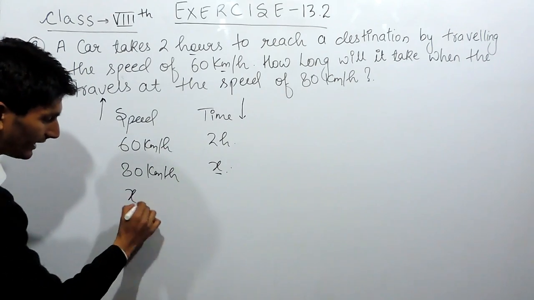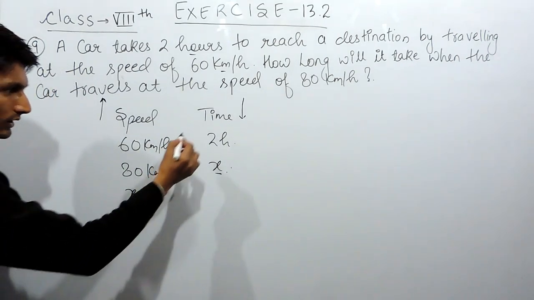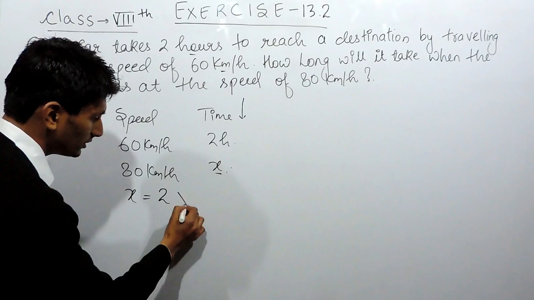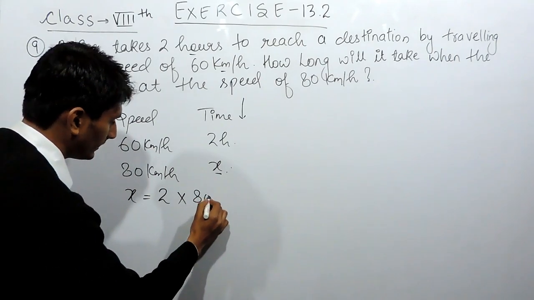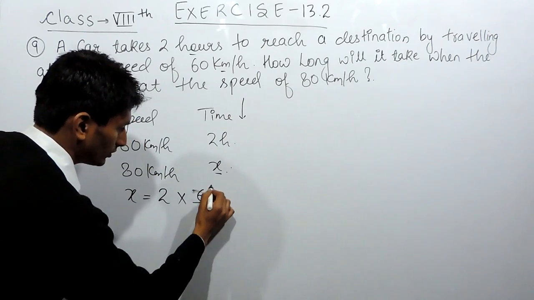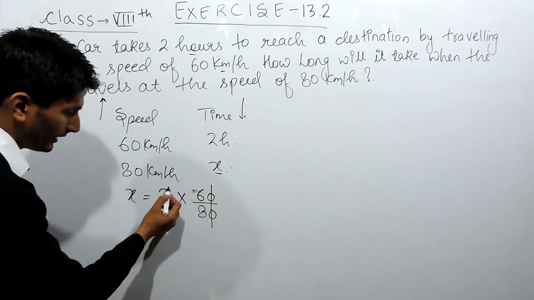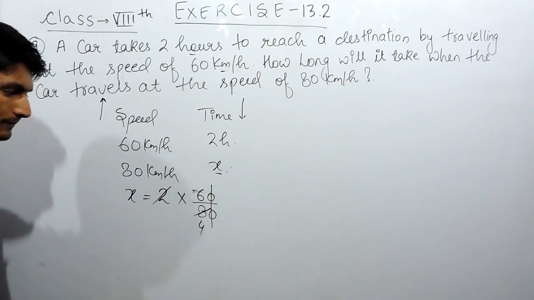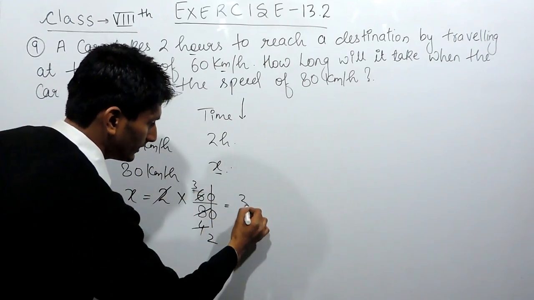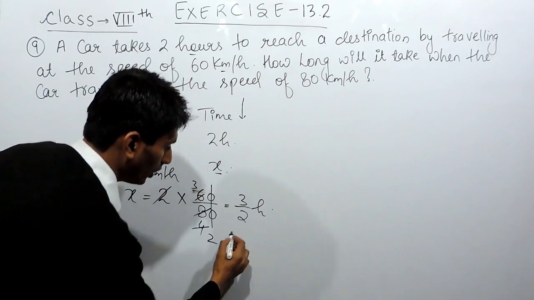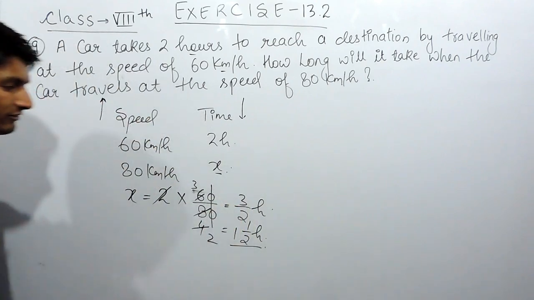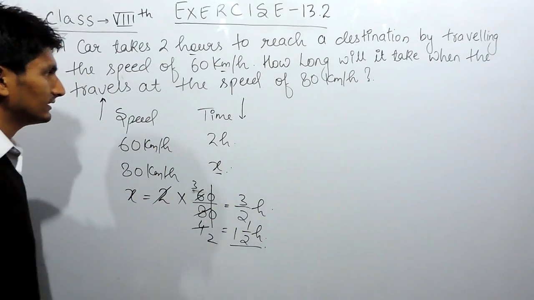To solve this, x can be written here equal to the value above. Now this is inverse proportion, so I can multiply. So this will be 60 by 80. This can be cancelled, 20 and 2, this is 4 times. Now this is 2 and 2 3 times. So this will be 3 by 2 hours, or this can be written as 1 and 1 by 2 hours. So this will take 1.5 hours to complete the same journey.